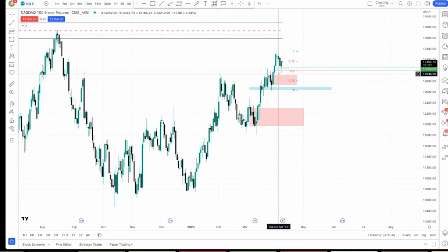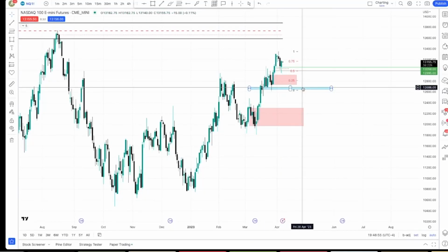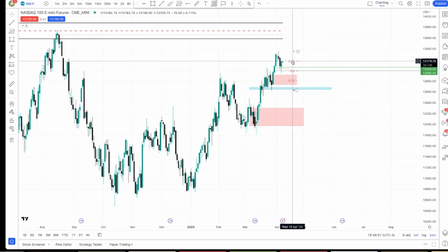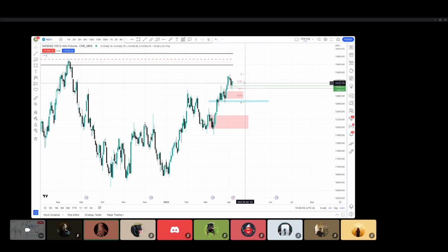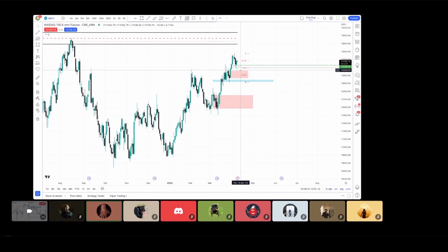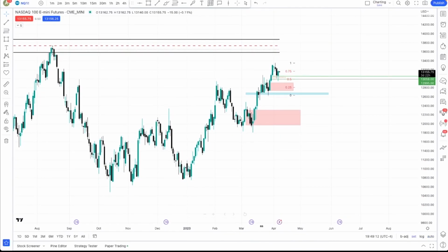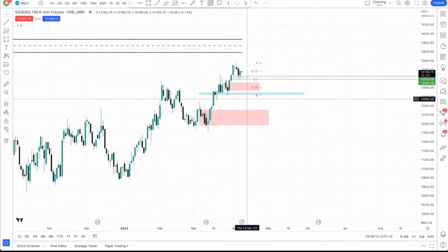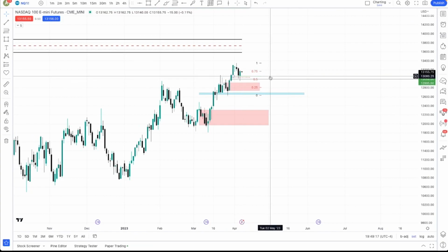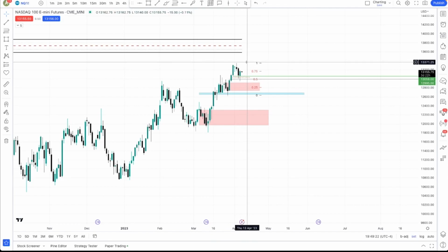A daily fair value gap right here with an order block. So I was actually short from last night, and I wanted price to get into this area. So this was the draw to me. Higher time frame. We hit, this isn't marked on here, but we just hit an order block right here.